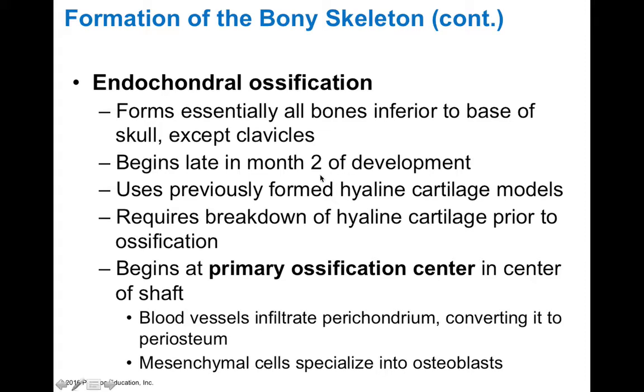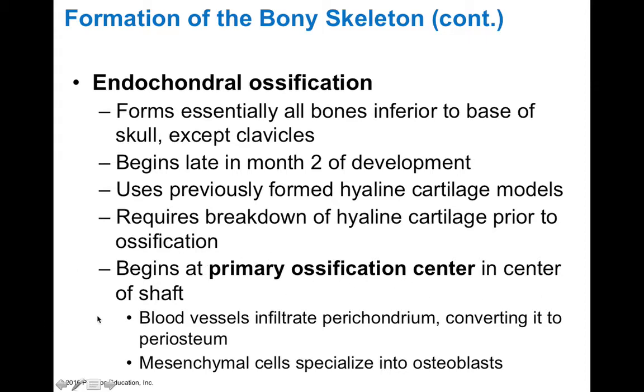So endochondral ossification is the first type we'll talk about here, and it forms essentially all bones inferior to the base of the skull, except for your clavicles. This begins late in the second month of development, and it uses previously formed hyaline cartilage to serve as the model for bone tissue formation. And it requires the breakdown of that hyaline cartilage prior to ossification, so that cartilage is basically ossified into bone. And it begins at what we call the primary ossification center.